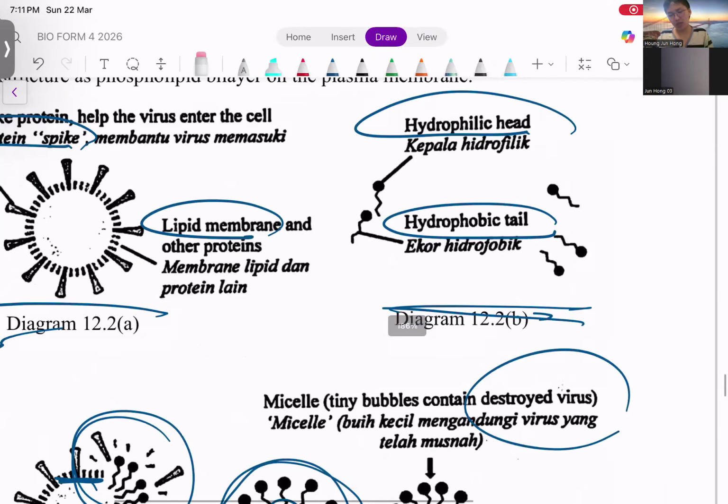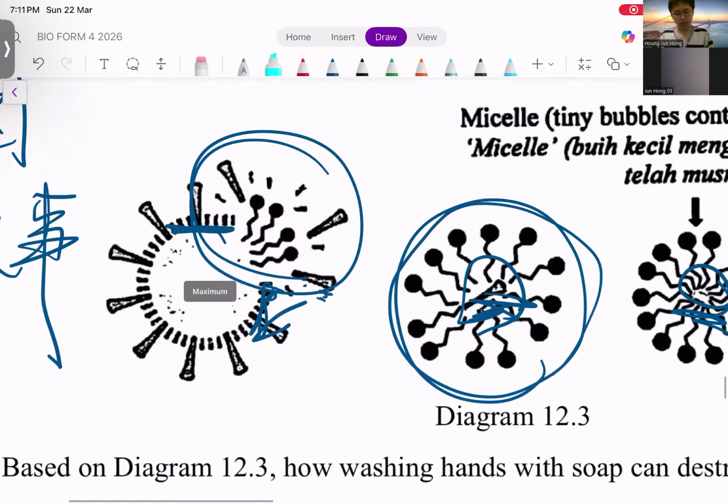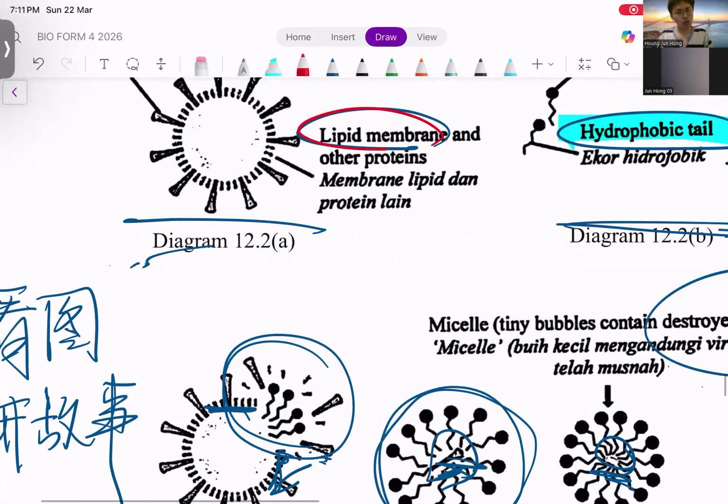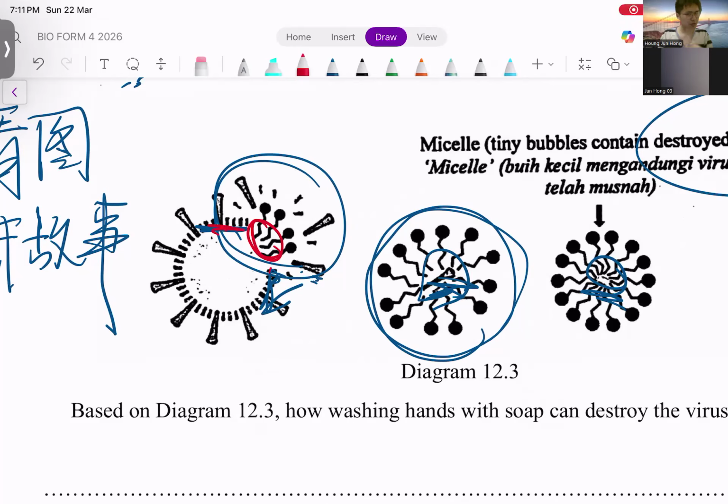Okay, yeah. So what do you see here? You see that we have hydrophilic head, we have hydrophobic tail, and you see that this is a lipid membrane, which is then broken by your hydrophobic tail. You see that?